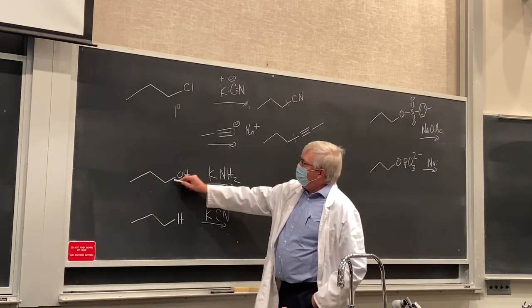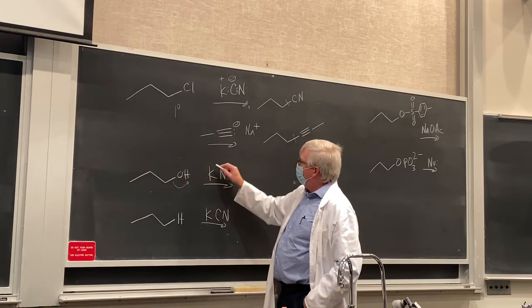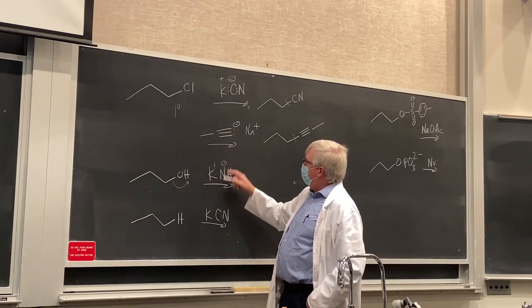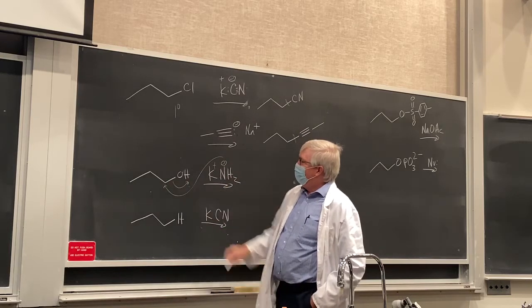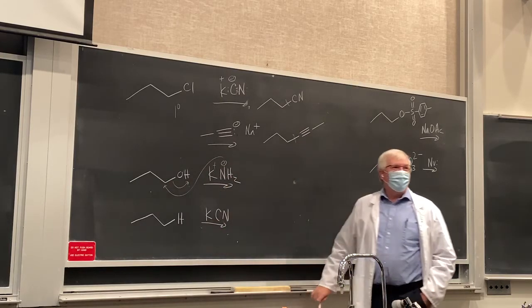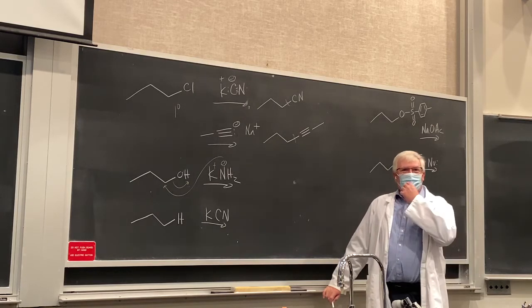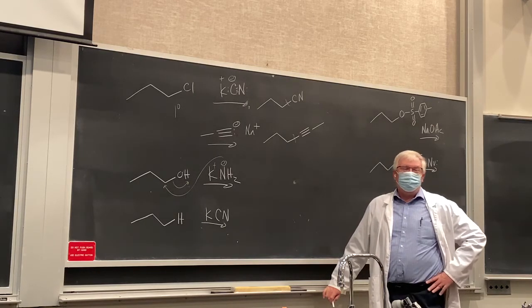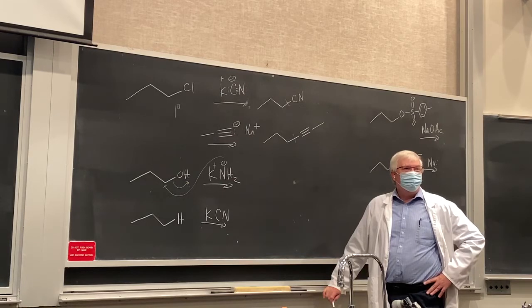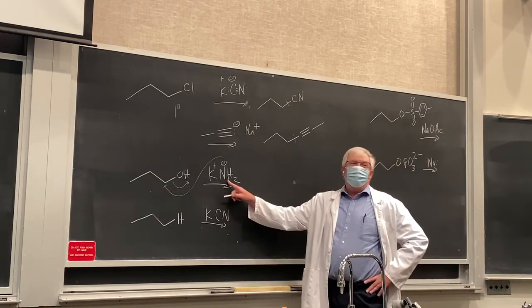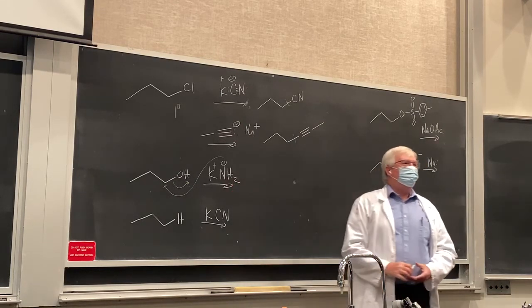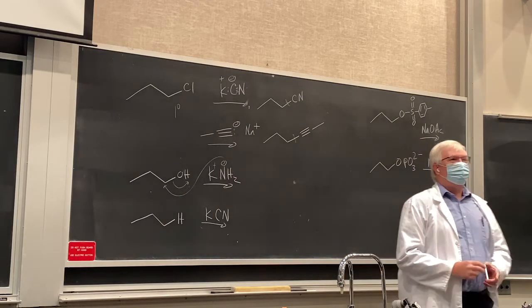How good of a leaving group is hydroxide? Okay, and we've got amide anion here. Is this reaction going to be successful as I've drawn it right there? Is there something else that's just going to occur here that's not going to be a substitution? What do we know about amide anion? Is that a strong base, a weak base, not a base? What is it?